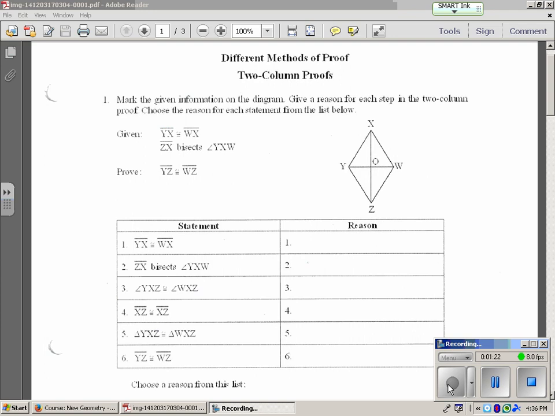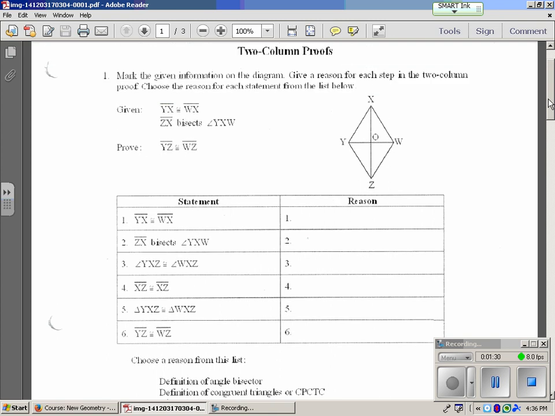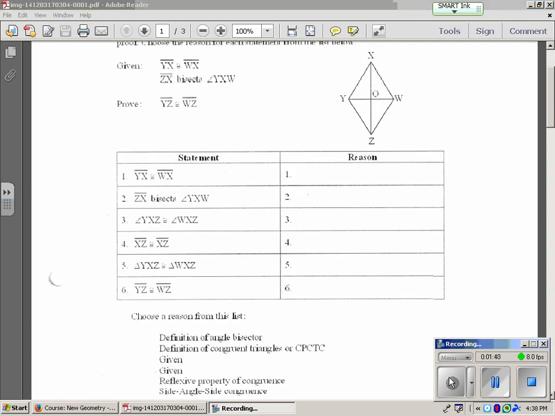So we're marking our given information on the diagram. We have a lovely list of reasons below that we will be using. Okay, and so that is what we're going to be doing. So we have reasons from this particular list. I just moved the page down a little bit. So again, you can see the list. Everybody again should have a packet.